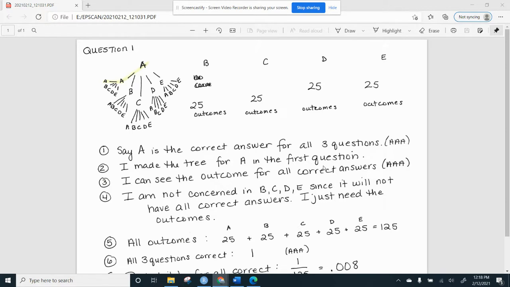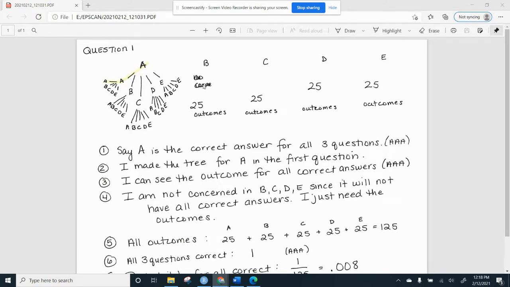I just need the number of outcomes. So if I count the branches on the third question, 1, 2, 3, 4, 5, 6, 7, 8, 9, 10, 11, 12, 13, 14, 15, 16, 17, 18, 19, 20, 21, 22, 23, 24, 25. Okay, so this one right here is 25.